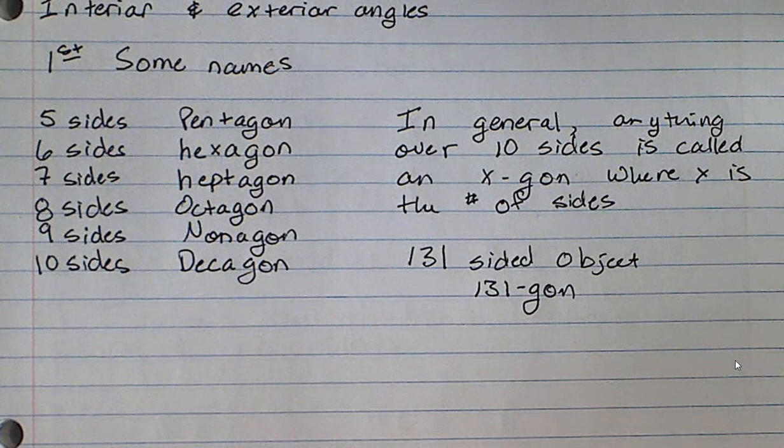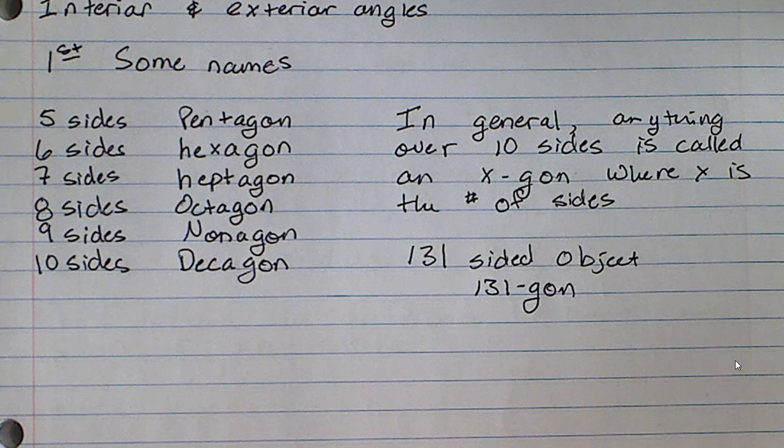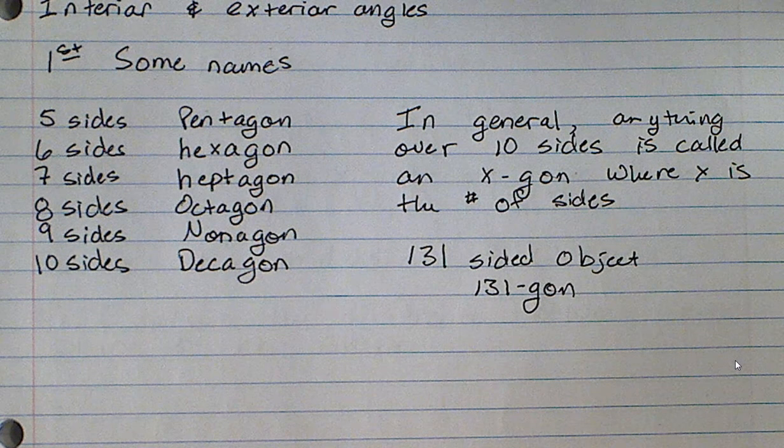Okay, so there's that. And then next we're going to talk about classifying by sides, and then finding some of the interior angles and then some of the exterior angles. So I'm going to start by drawing a pentagon.